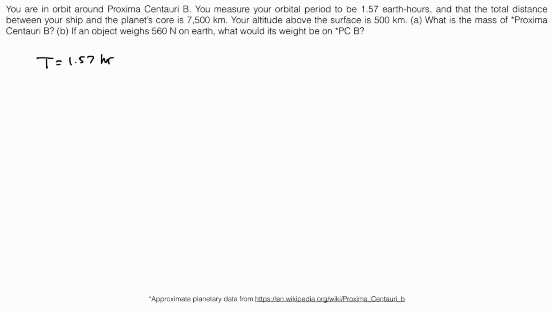This is interesting, somehow our spaceship is able to tell us the total distance between the core and our ship, but isn't able to tell us what the mass of the planet is. This is kind of interesting. All right. So that distance that they gave us here, that's the radius of the orbit, right? Like I said, that radius is center to center.